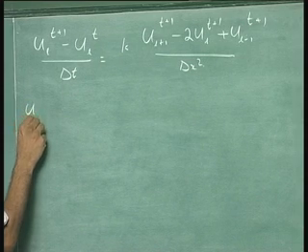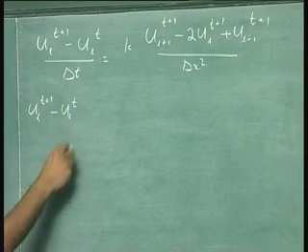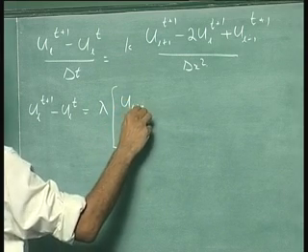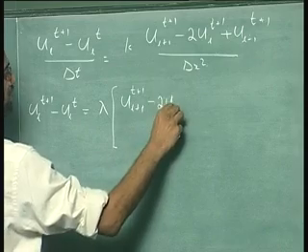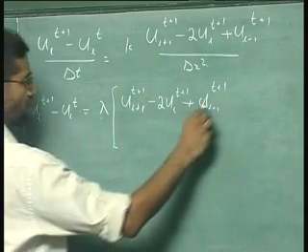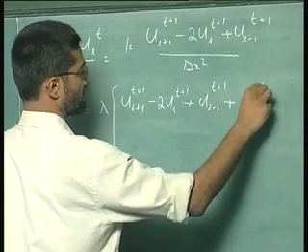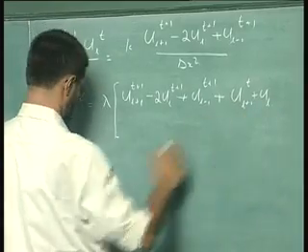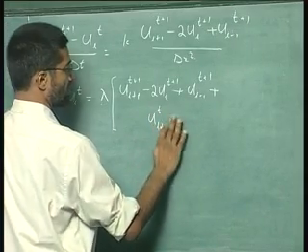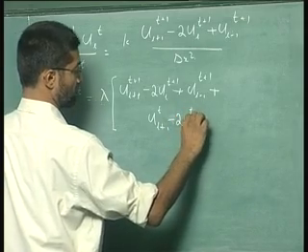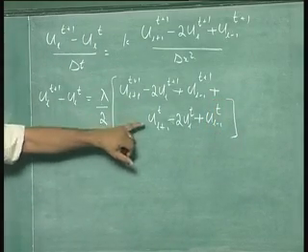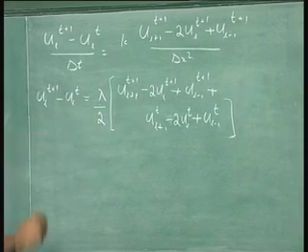So now instead of that, you write u L at time t plus 1 minus u L at time t as equal to lambda, which is k delta t by delta x square, into u L plus 1 at time t plus 1 minus 2 u L at time t plus 1 plus u L minus 1 at time t plus 1, plus u L plus 1 at time t minus 2 u L at time t plus u L minus 1 at time t, then divided by half, the mean. Okay, so we collect terms here and write this as now.